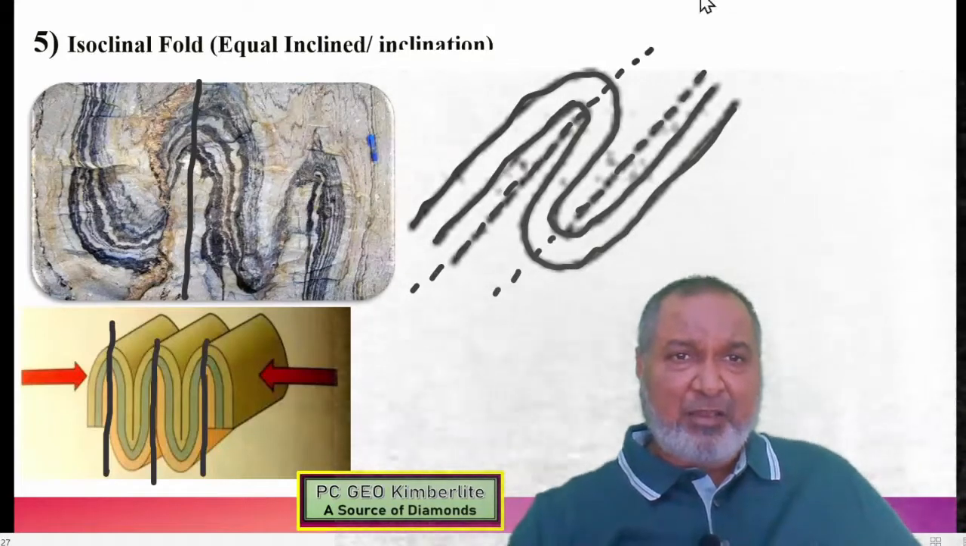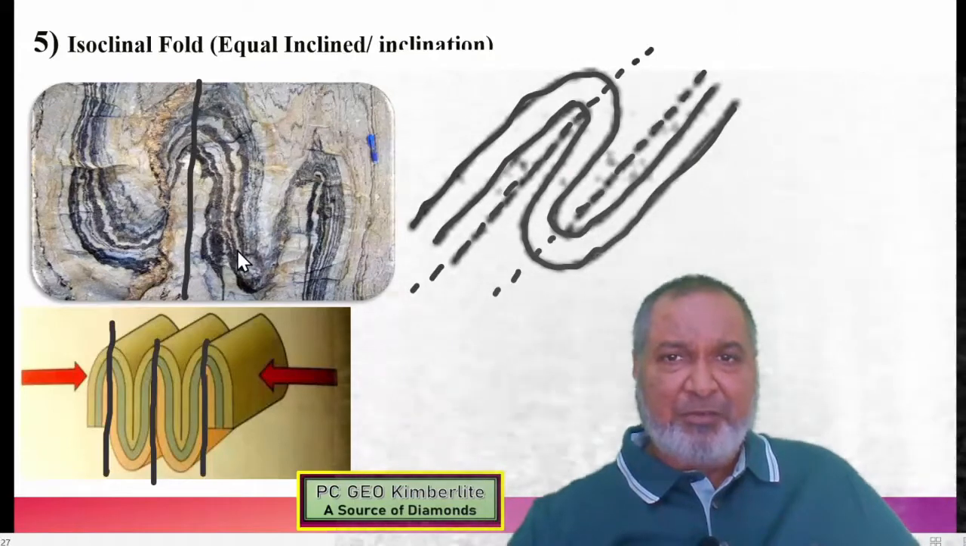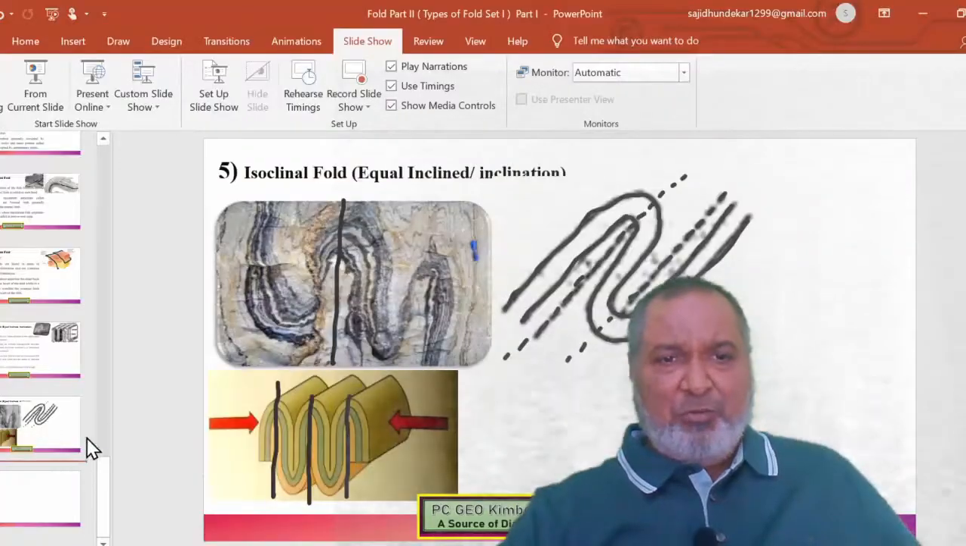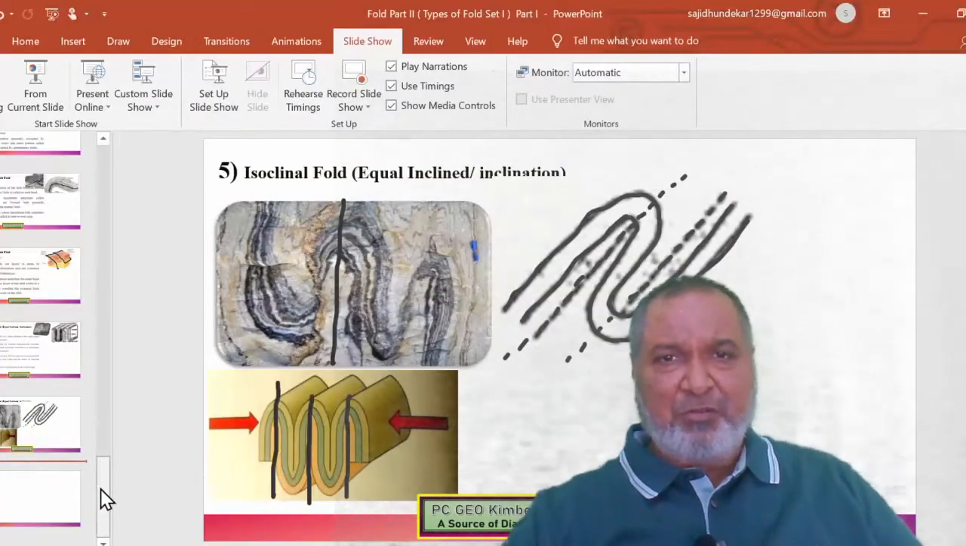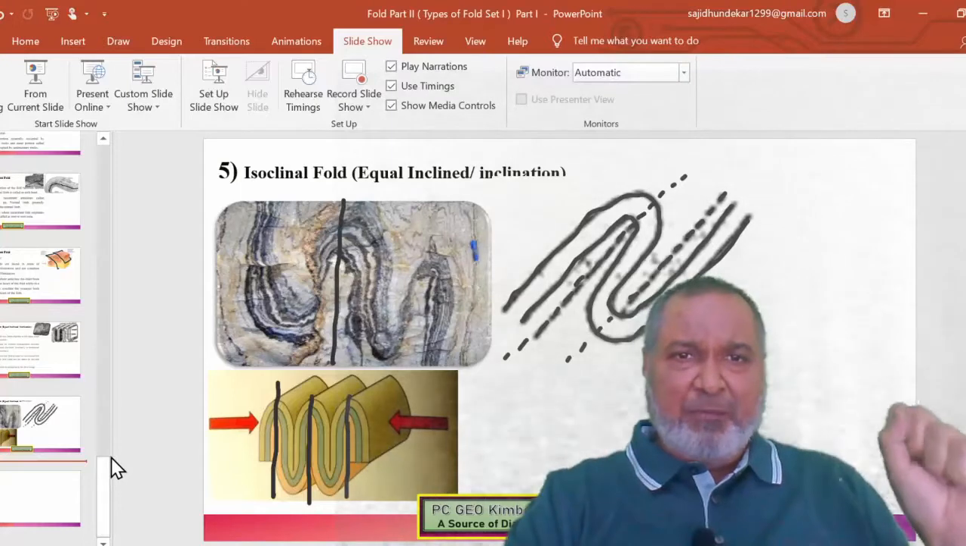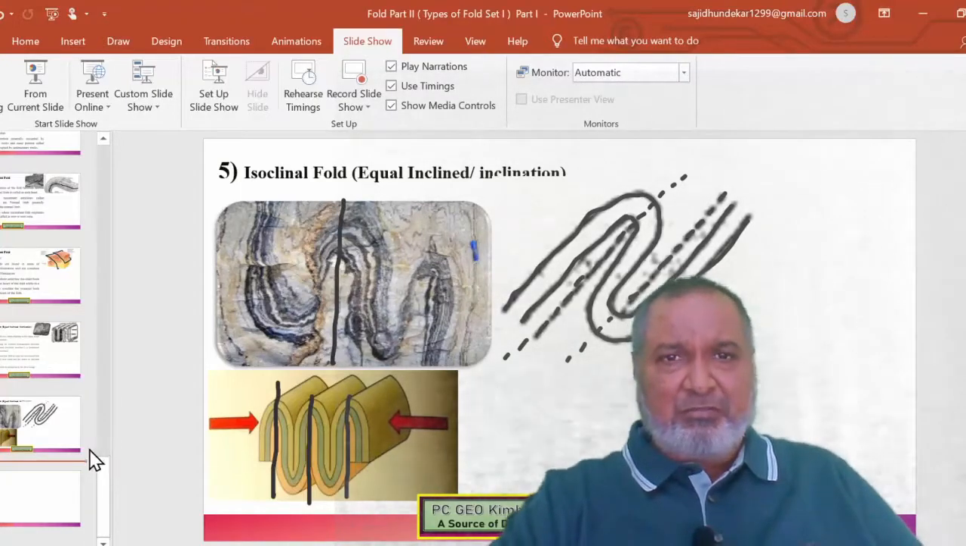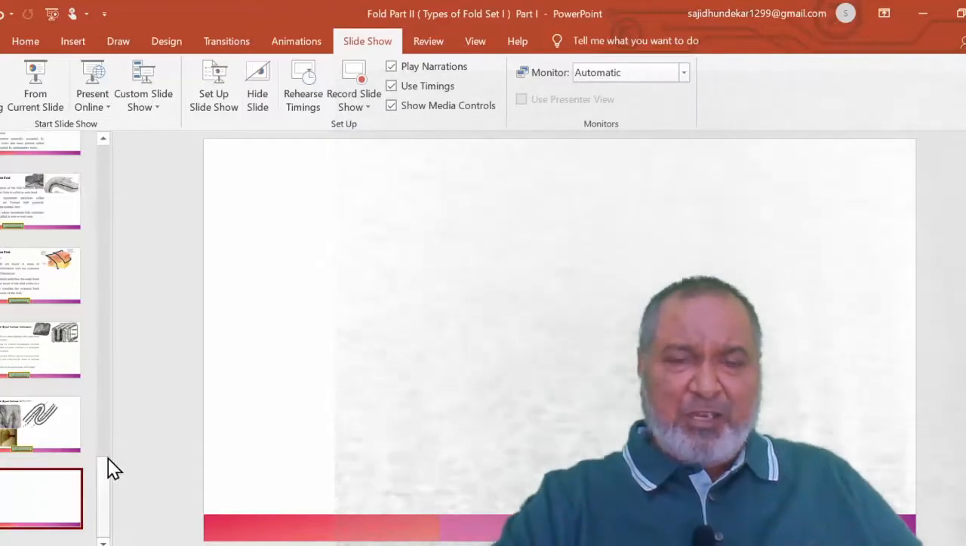You can now see the photographs and make out. Here we have a very clear one, and here we have the same. Here also we have. I hope this will be clear. Whatever we have seen now is the first part, and the next types we will see in the next lectures. I hope this will be clear.